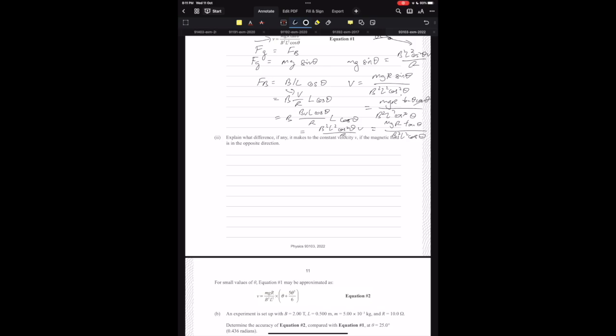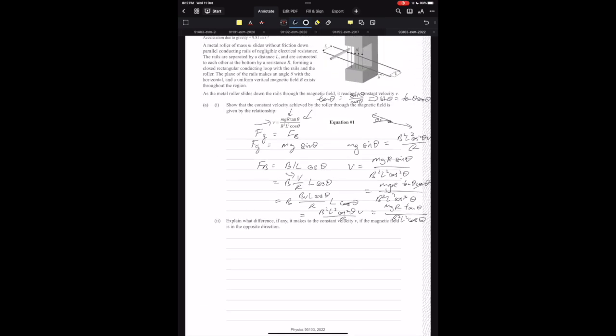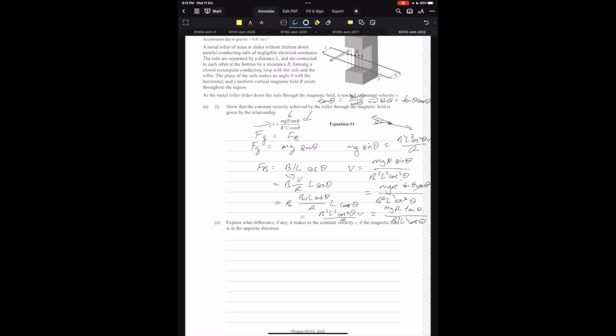So now we move on to part 2 of question 3a. Explain what difference, if any, it makes to the constant velocity v if the magnetic field is in the opposite direction. Intuitively, you can see that if the roller were to move down this setup, the constant velocity wouldn't magically change if the magnetic field was in the opposite direction. The velocity of the roller wouldn't suddenly go back up. You don't expect it to move against gravity somehow.